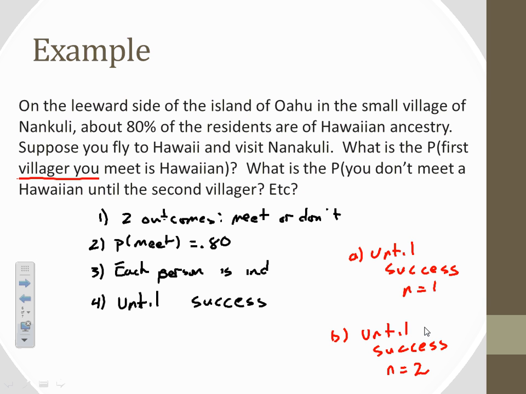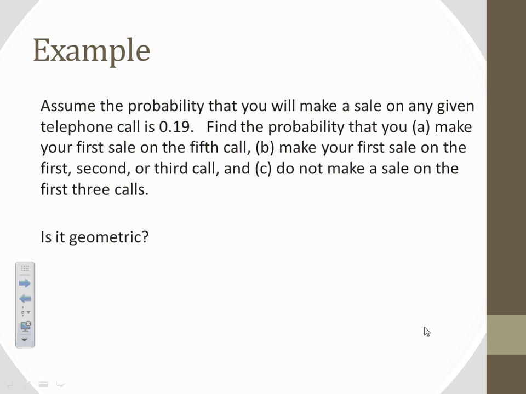So what sets this apart from the strictly binomial setting is a binomial, we're going to say, you know, n equals this out of so many people, out of so many trials. Versus geometric, we don't know how many trials. It's not set until success. And then one more example.